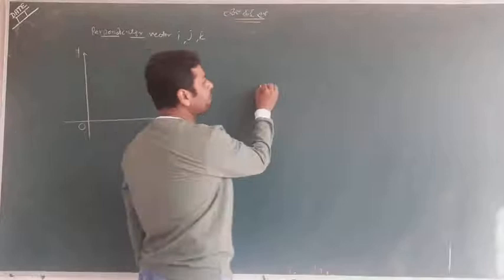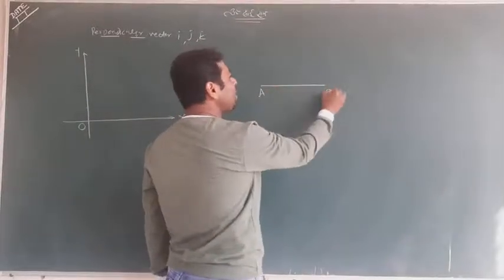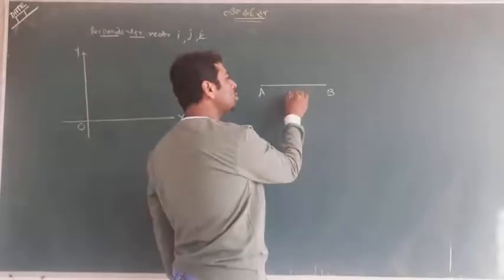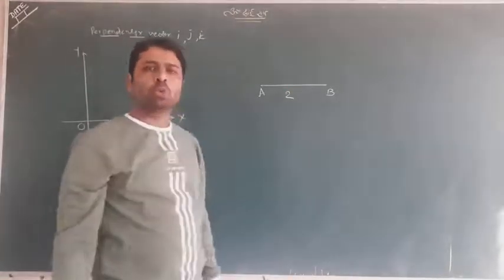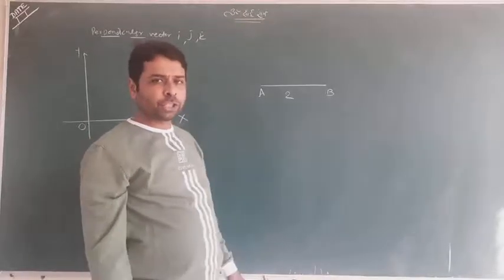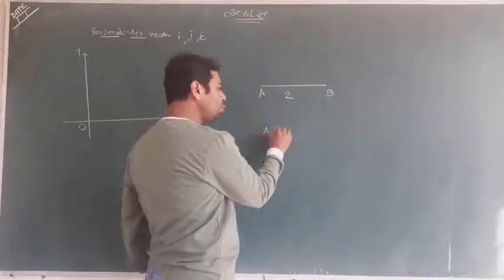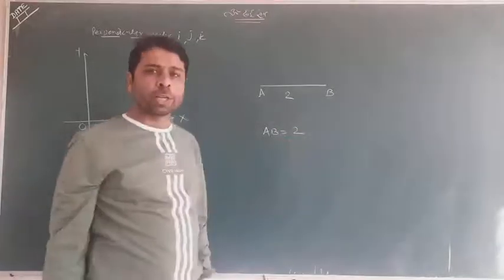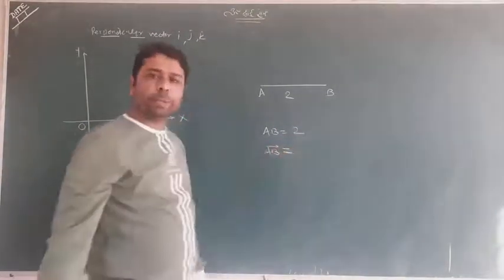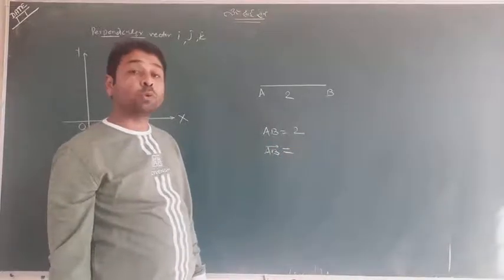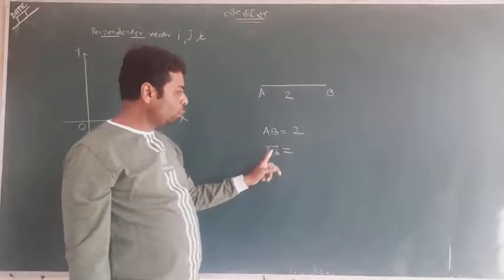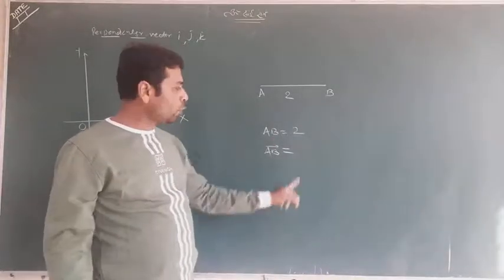One thing which is very important to share with you here. Suppose A and B have a particular distance of 2. My question is, when AB is equal to 2, this is distance or mod. If you want to make its vector, what will be the answer? Very good question it is. When AB has a distance 2 and you want to make the vector AB, what will be its answer?